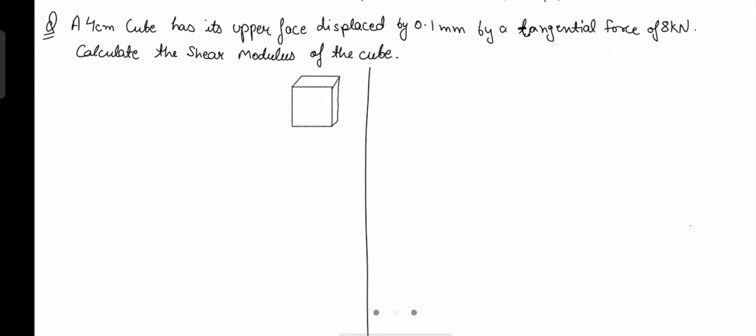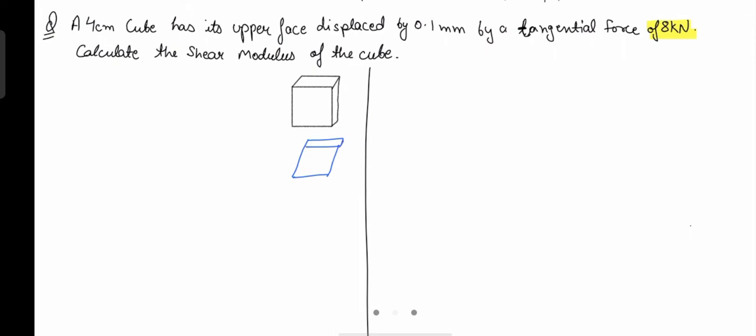But now what is happening, there is a tangential force, and that is of 8 kilonewton, which is acting on it. And because of that, now there is a change a little bit, right? There is a strain a little bit. So it will be tilted up a little bit. We have studied this thing, that it will be tilted up like this, let's say. Okay, so where is the force acting?